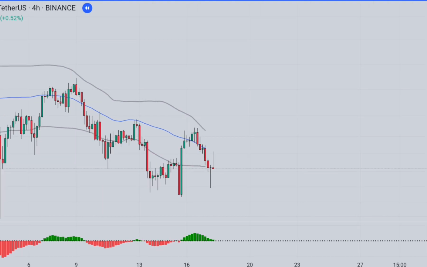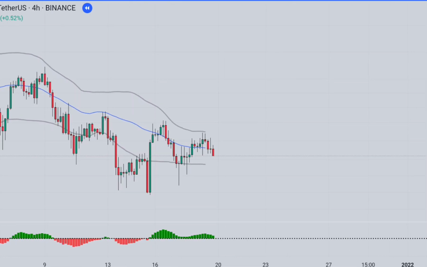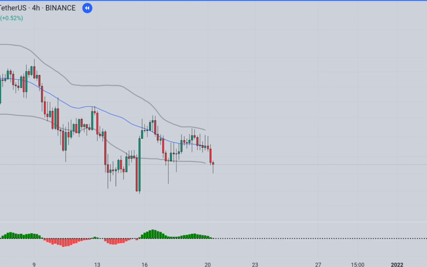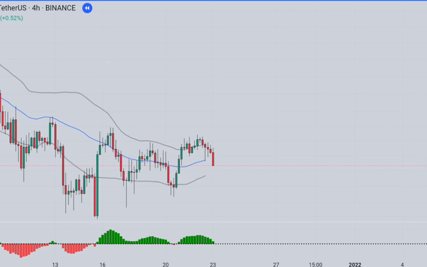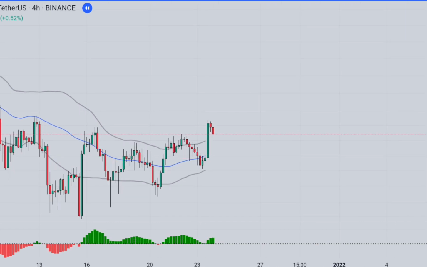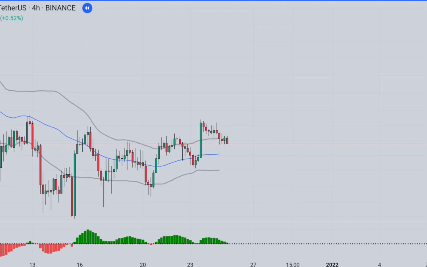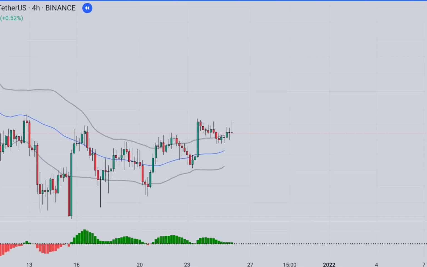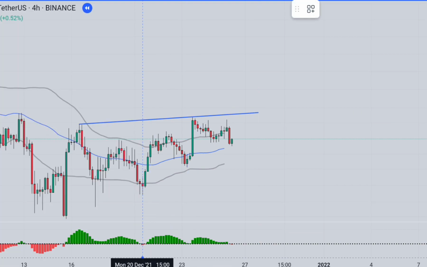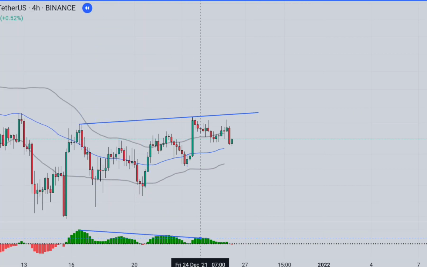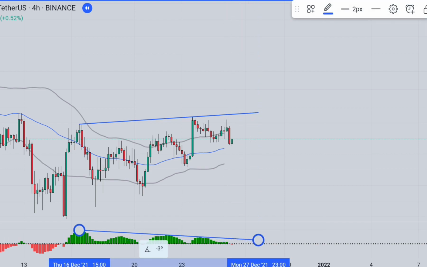Let's look at another example. First, we are looking for price indicator divergence. We observe a divergence where the price is making higher peaks, while the indicator is forming lower troughs.